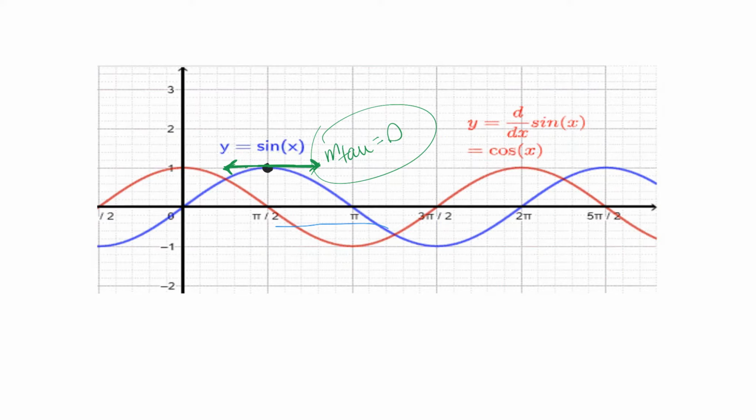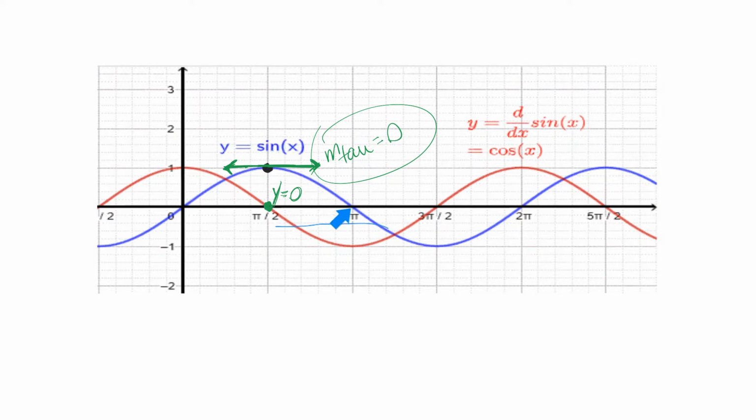So if I look down here on cosine, interestingly enough, what is the y value of cosine at that same point? It's 0. Interesting. So here, the value of cosine is 0, and the slope of the tangent is also 0. Let's look at another place.